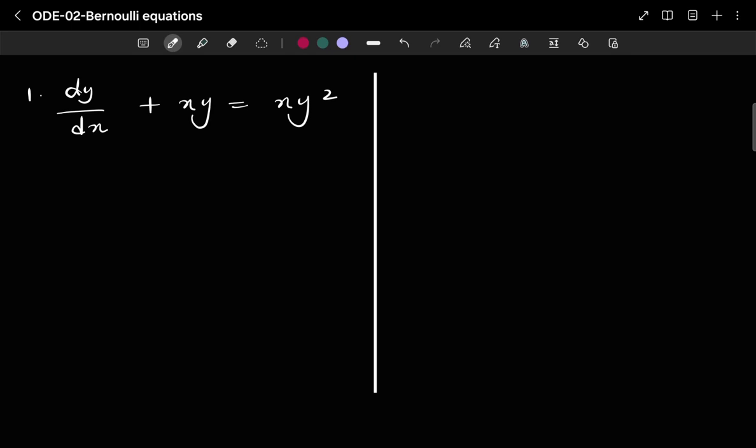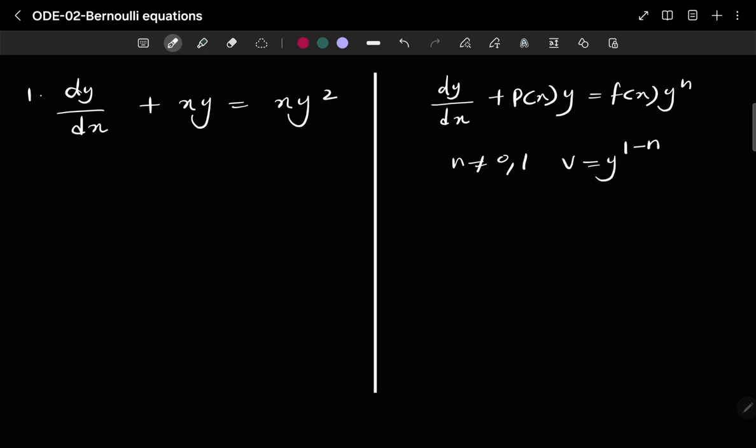First of all, what is this Bernoulli equation? An equation of the type dy/dx + p(x)y = f(x)y^n is called a Bernoulli equation. For n not equal to 0 and 1, we take the substitution v = y^(1-n) to reduce this equation to the form of a linear equation.